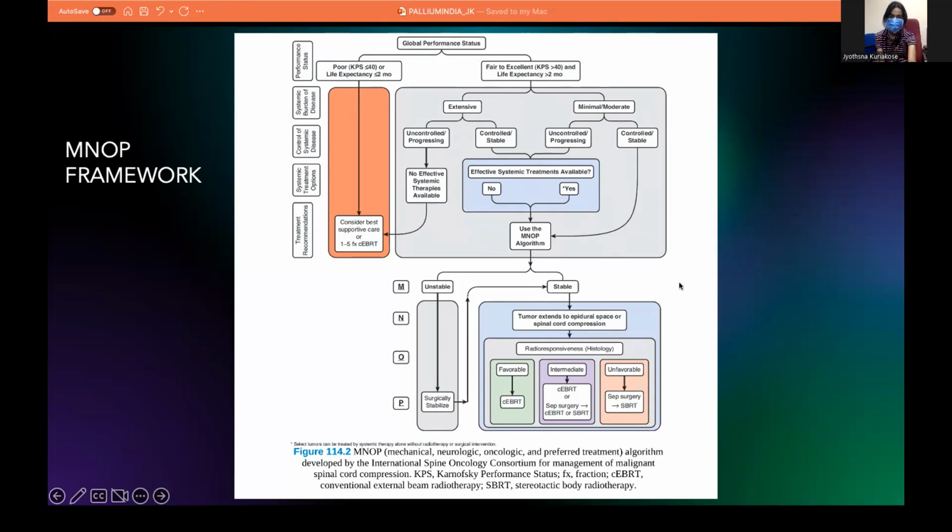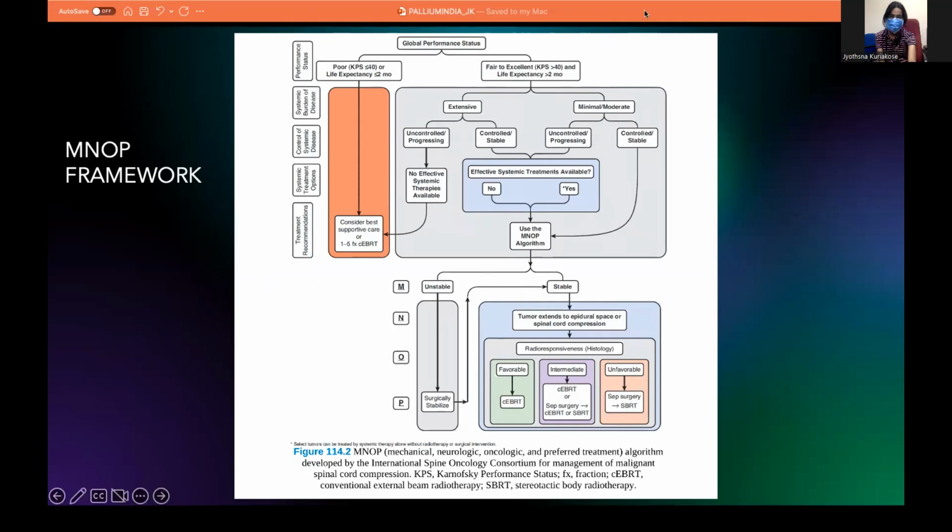So first you assess the performance status of the patient. If it is a very poor performance status, like less than 40, and if the expected life expectancy is less than 2 months, usually a short course radiation is given. Or if that is also not feasible, consider the patient for best supportive care.